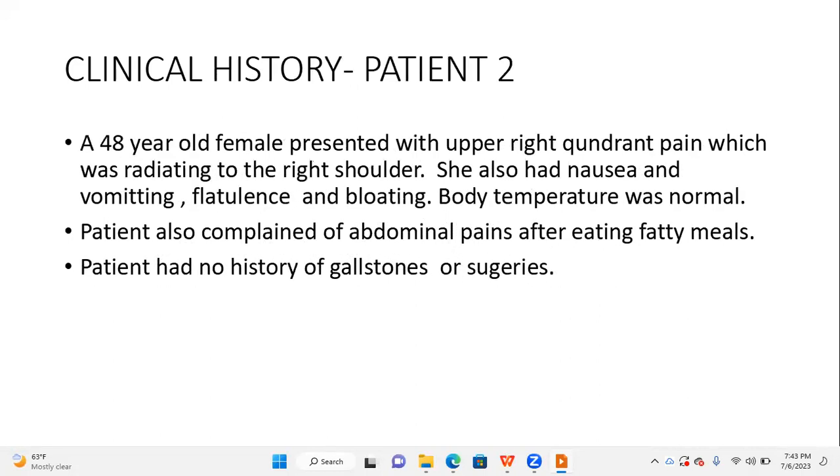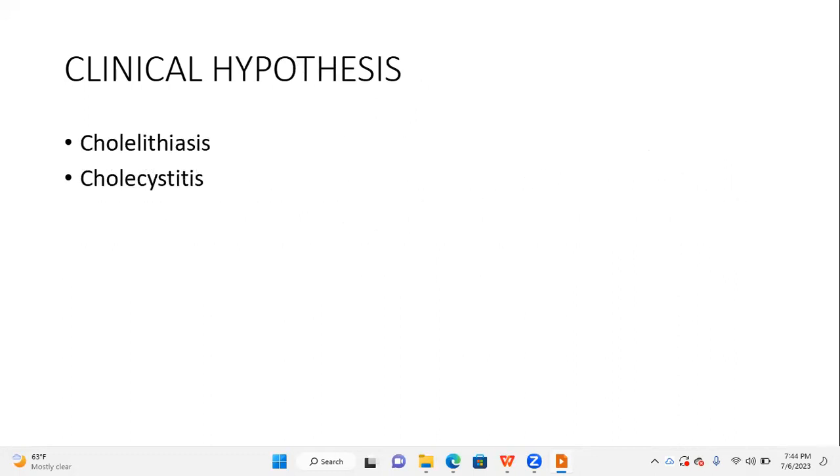Then my patient 2 was a 48-year-old female who presented with upper right quadrant pain that was radiating to the right shoulder. This patient also had nausea and vomiting, flatulence and bloating. The body temperature for this patient was normal. The patient also complained of abdominal pains after eating a fatty meal. This patient had no history of gallstones or surgeries. So looking at the clinical history again, my hypothesis was cholelithiasis and cholecystitis.